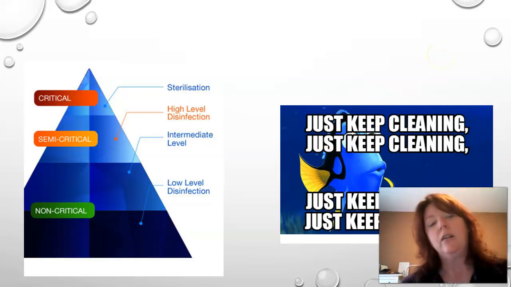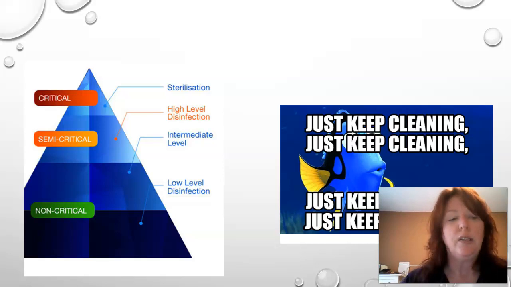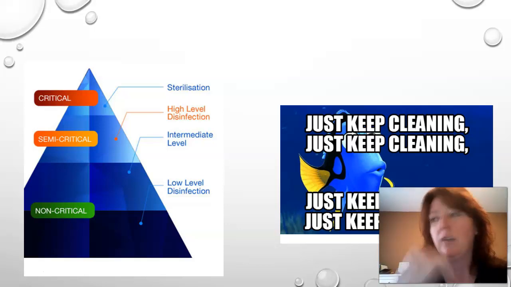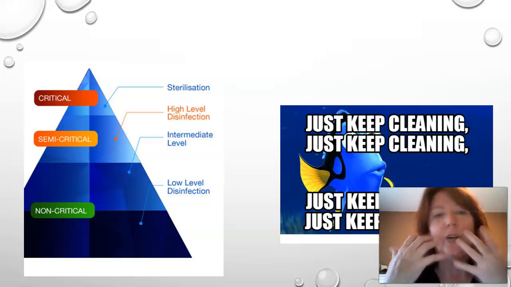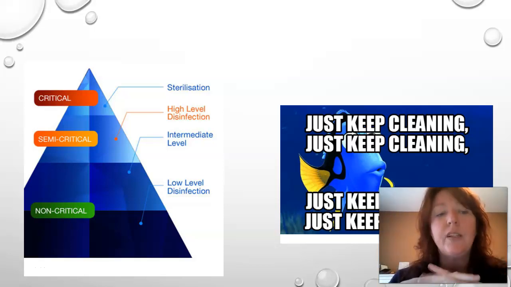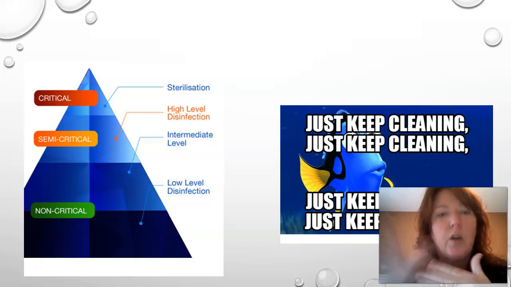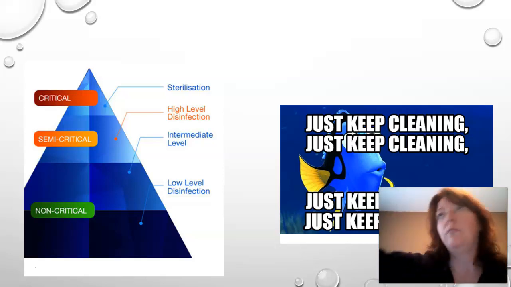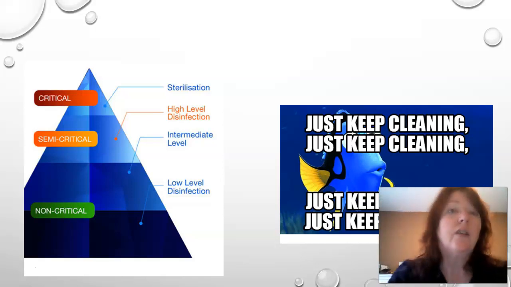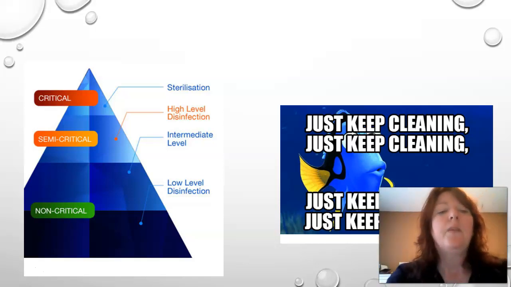So looking at it in the pyramid shape, we go from critical to semi-critical to non-critical. Critical meaning anything in the healthcare industry, be it doctors, dentists, anything that uses things that cut the skin or go in with the skin. Sterilization is the most important and the top level of the cleaning, which means things are washed, disinfected, and then they are sterilized. It's the highest upper tier of making sure things are clean.